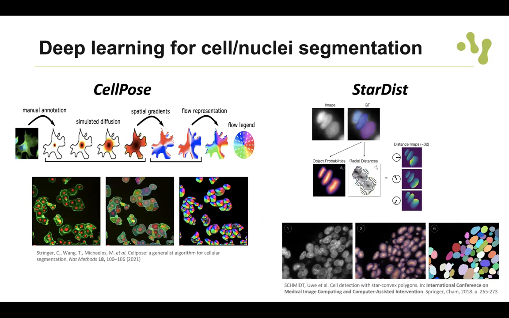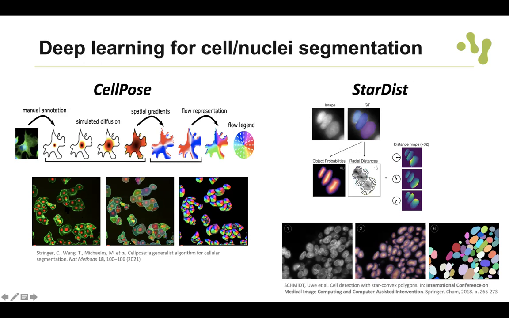There are two methods that are considered state-of-the-art for cell nuclei segmentation. They are based on the learning approach, which is CellPose and StarDist. CellPose is a more generalist algorithm because it was trained on a data set with different types of microscopy images, tissues, stained tissue, fluorescent images, and so on. And what is trained by the network is this flow representation that is generated for each particle.